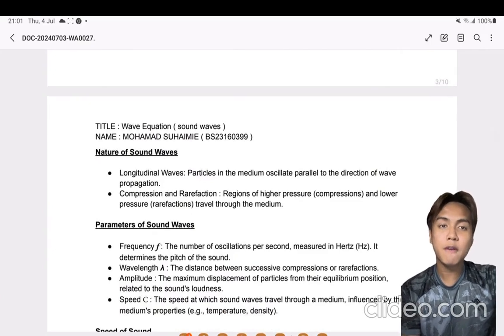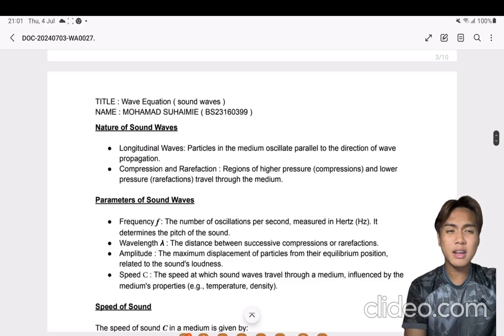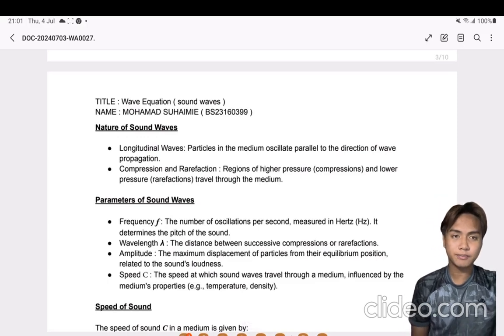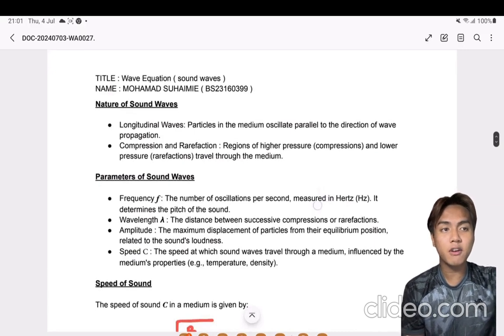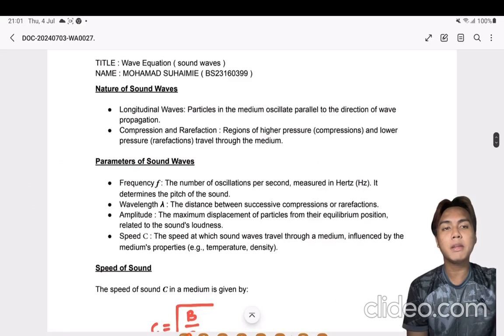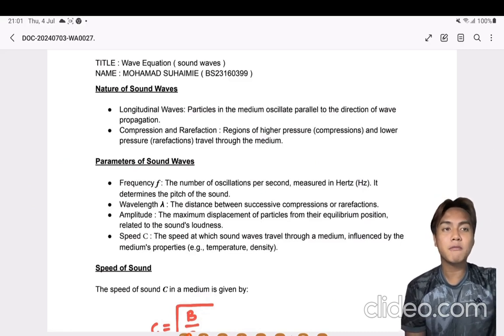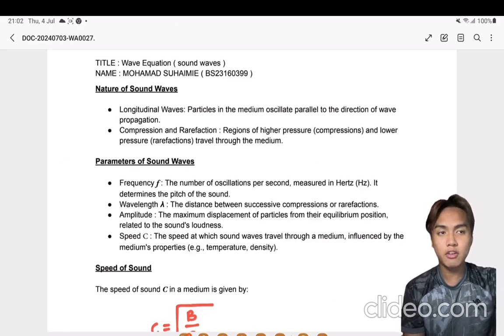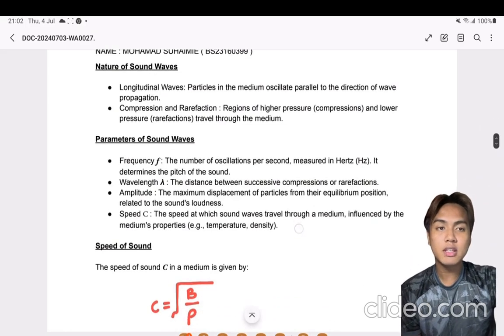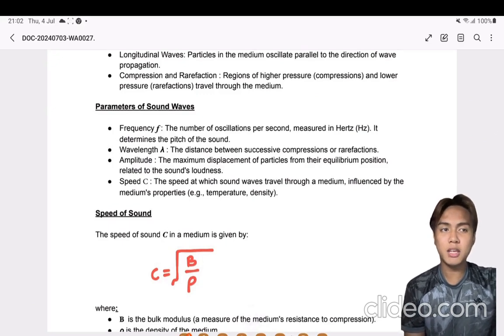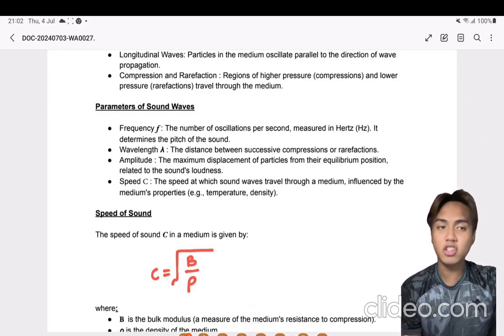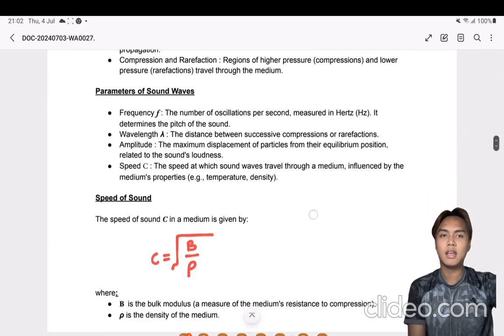Parameters of sound waves: frequency, the number of oscillations per second; wavelength, the distance between successive compressions and rarefactions; amplitude, the maximum displacement of particles from the equilibrium position, related to the sound's loudness; speed, the speed at which sound waves travel through a medium, influenced by the medium's properties such as temperature and also density.